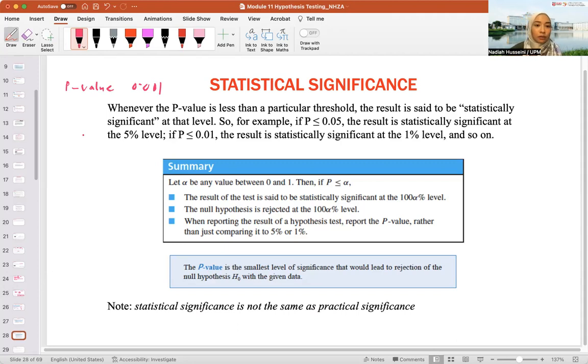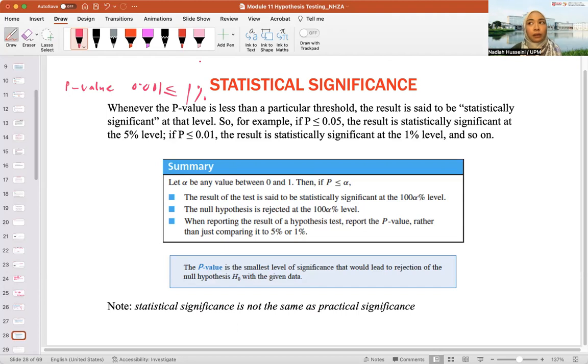But in reality, I can also say it like this. The p-value is 0.01 and it is statistically significant at 1%. Because why? It is still less than or equal to 1%. It is still less than.